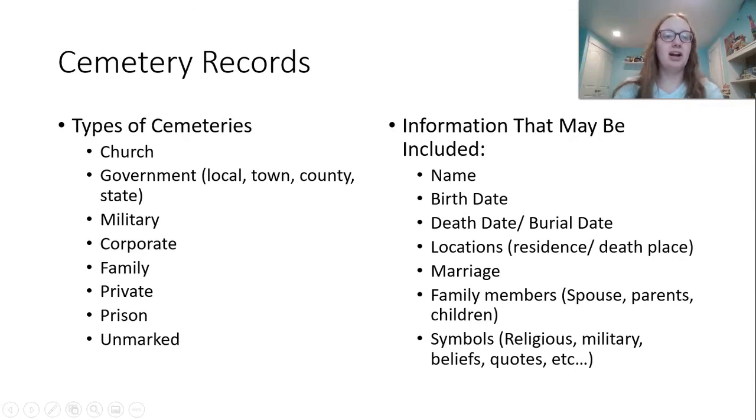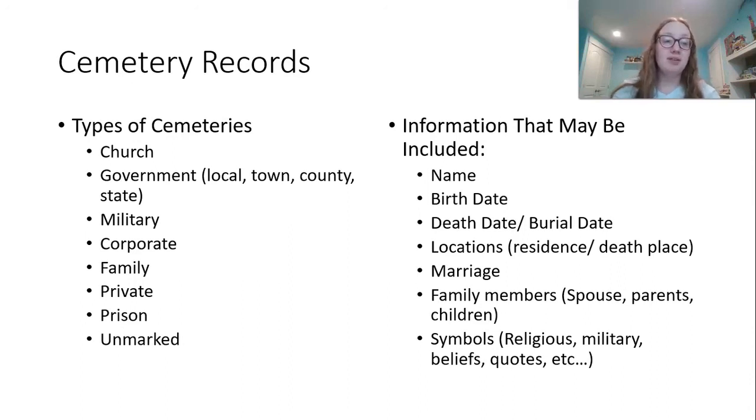Next up is cemeteries. So there are a lot of different types of cemeteries. There's church cemeteries, government cemeteries, military cemeteries, corporate cemeteries, family cemeteries, private, prison, and unmarked. So there's a whole lot of different types, and each one is owned by a different person and has different rules surrounding it and different information that will be included on the records.